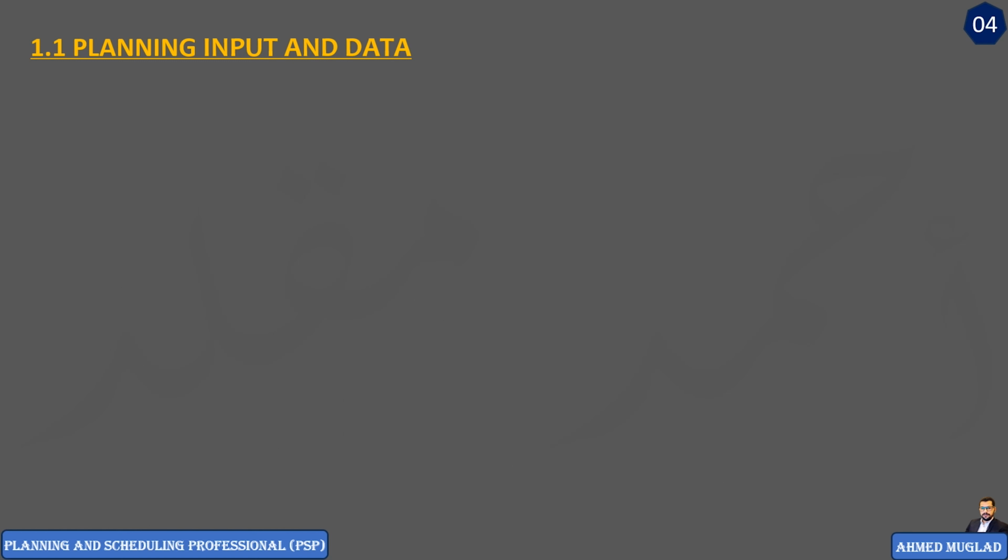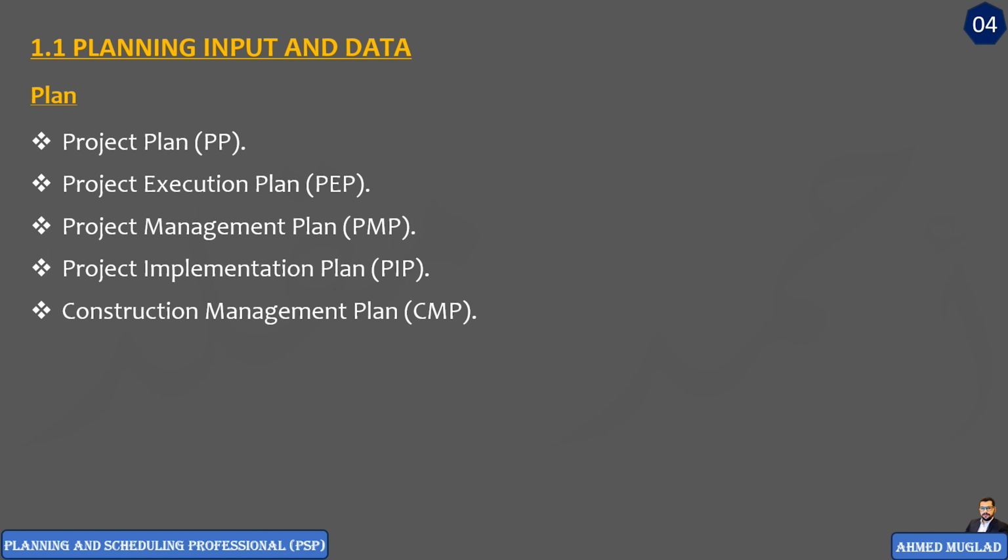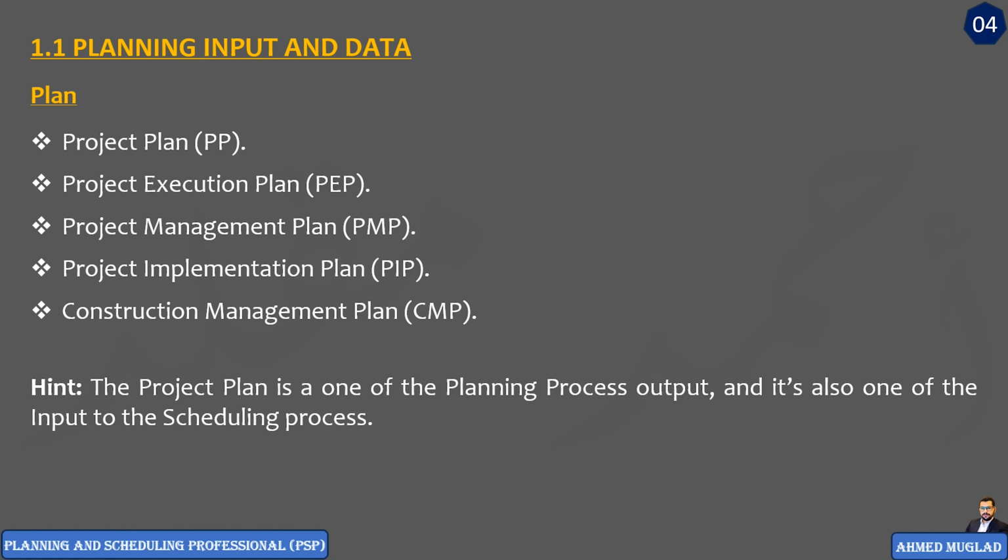All right, just to be clear, there are many synonyms of the word plan itself: project plan, project execution plan, project management plan (PMP), project implementation plan (PIP), and construction management plan (CMP). All of these have the same meaning, I can say. And by the way, this was our discussion last video, where we asked about the synonym terms of the project plan. The project plan is one of the outputs from the planning process, and it is also one of the inputs to the scheduling process.